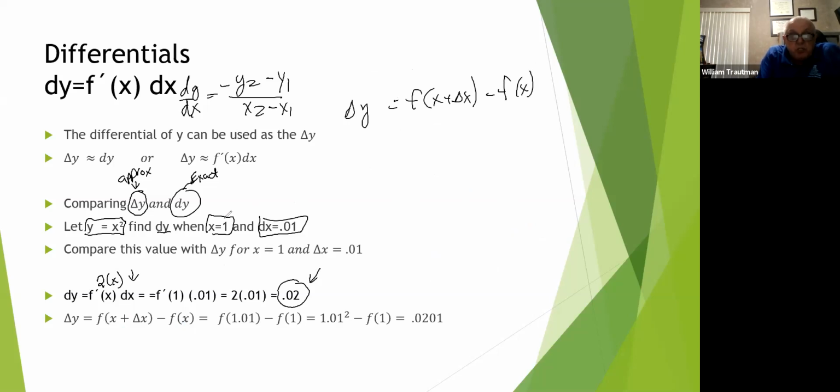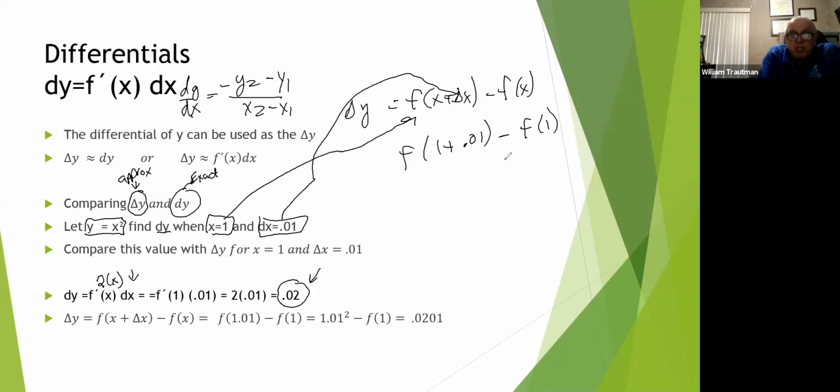Well, we know x is 1. The change of x right here is 0.01. Remember, dx is the change of x. So 1 plus 0.01 goes into the original function. The original function is x squared. We are going to put 1 plus 0.01, which is 1.01, and we're going to square it, minus the function at 1. Once again, we're just plugging 1 into the function this time.